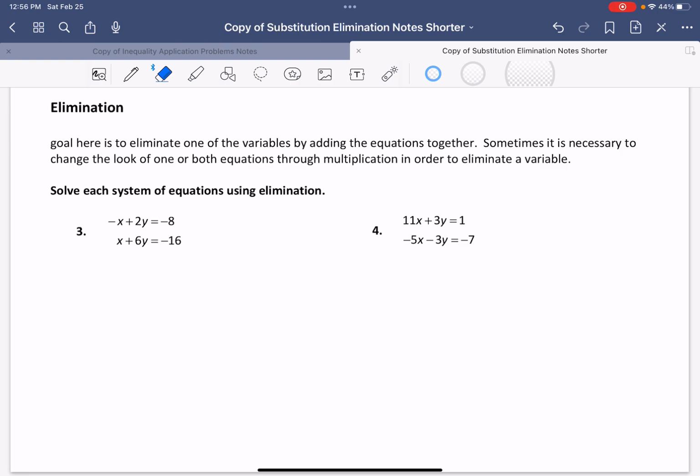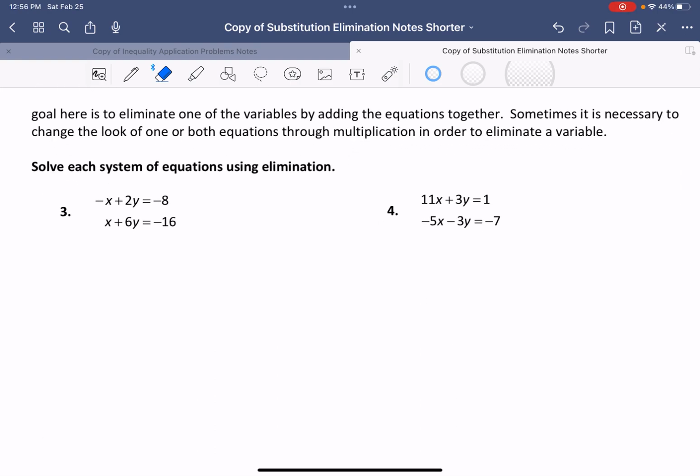So sometimes it's necessary to change the look of one or both of the equations through multiplication in order to eliminate a variable. I don't have an example here of that, but you may see it on your homework. So when you get to there, make sure you ask me how to do that, okay? I may come back here and try to find an example to show you before we go.